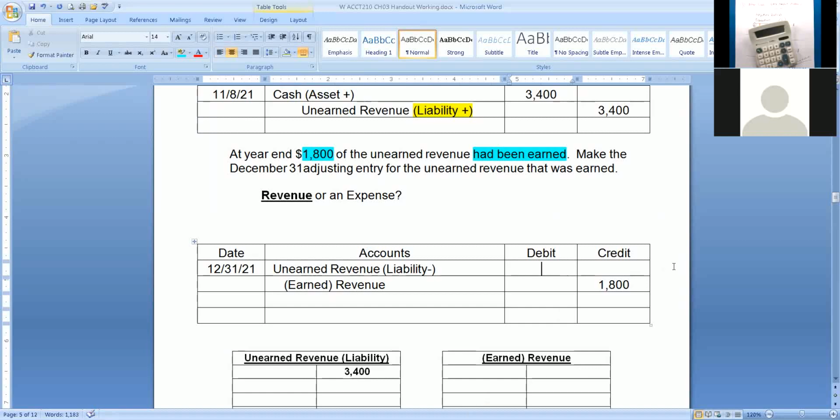With a debit. Okay. So in other words, this liability that we have, here we had a liability of 3,400. We're going to reduce it by 1,800. We don't owe them 1,800 anymore. Now we're going to recognize that, and that's going to be picked up as plain old earned revenue.